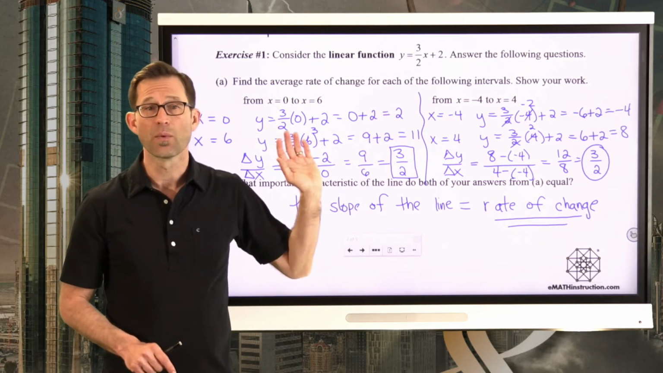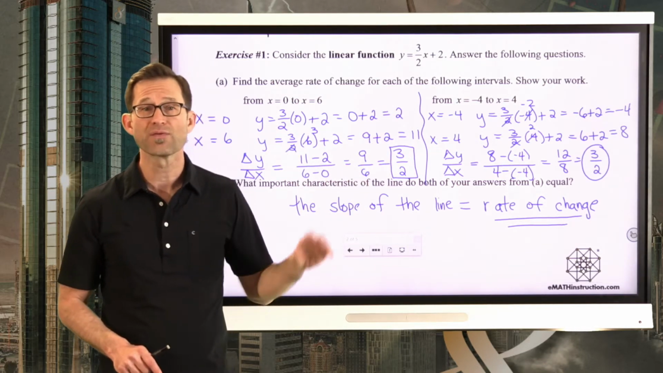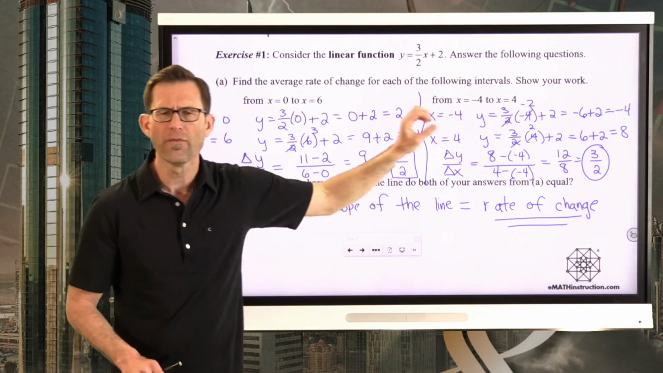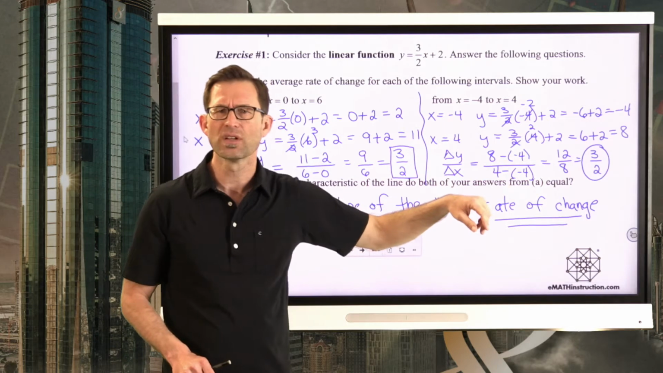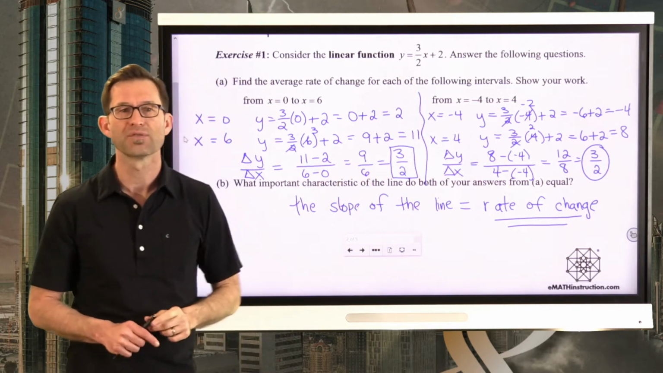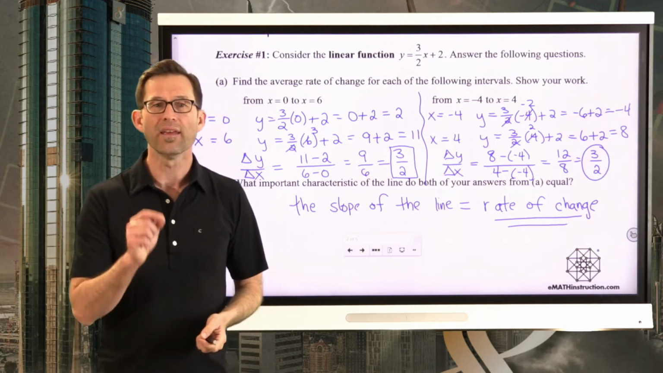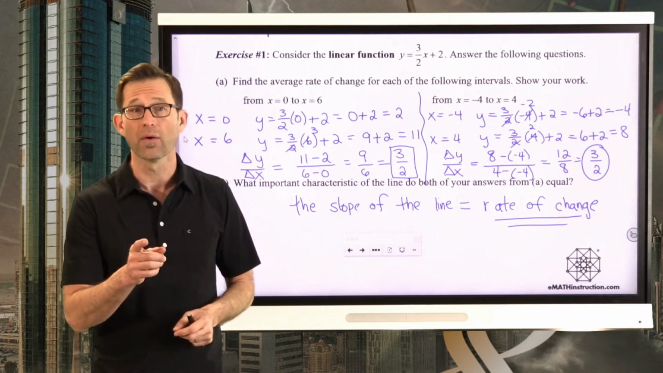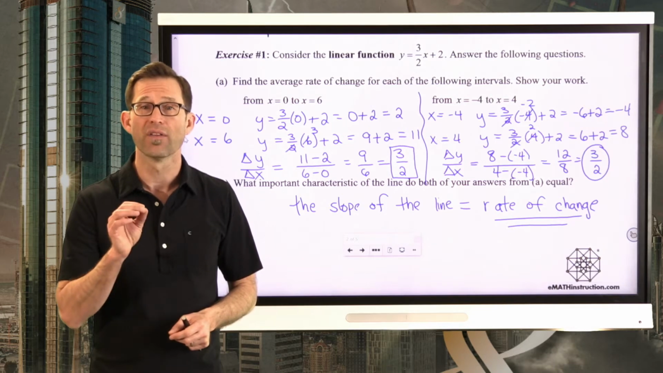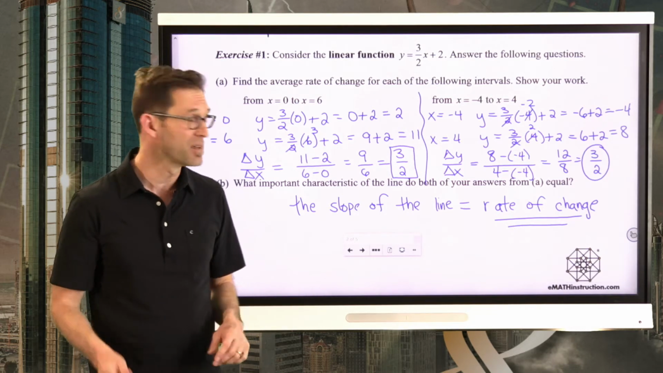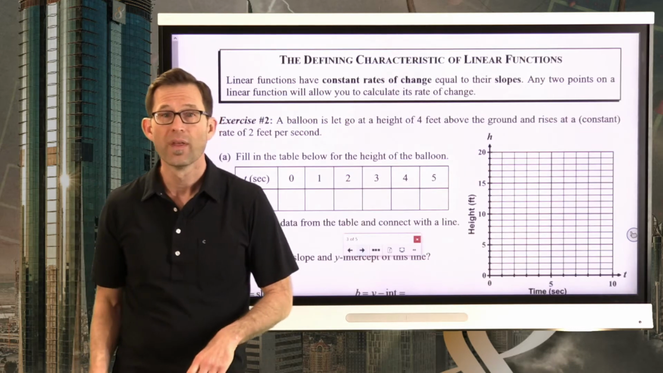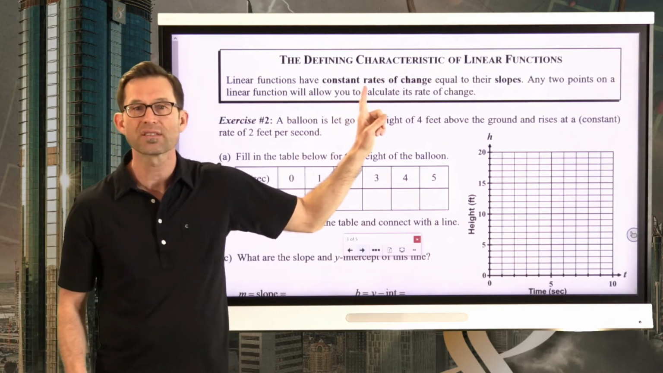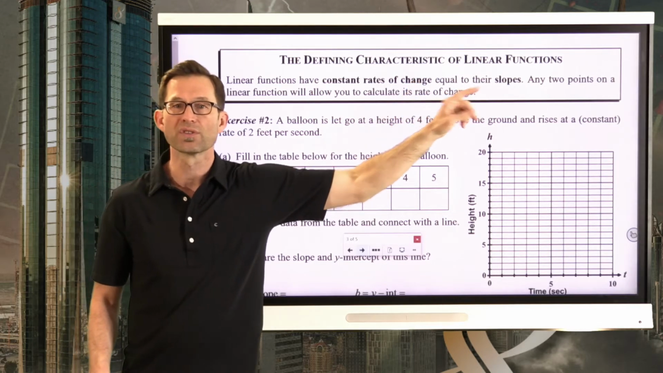I could choose x equals negative 100 as my first x value and x equals 5 as my second x value. And if I went through all of this and I reduced my fraction at the end, it would equal 3/2. The slope of a line is its rate of change. It's how fast the output, the y value, is changing compared to the x value. That's what makes a linear function linear, right? The defining characteristic of a linear function. Linear functions have constant rates of change equal to their slopes.